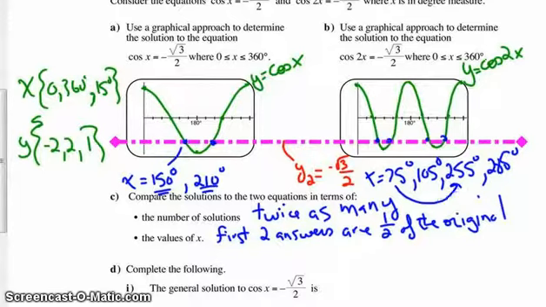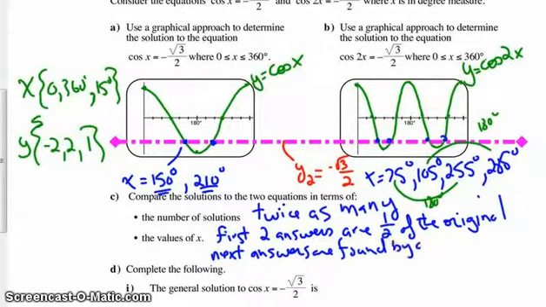I'll use a different color there. So when you compare 75 to 255, that's only 180 degrees. And when you compare 105 to 285, that's 180 degrees more. So that's the other thing you notice. The first two answers are half the original, and the next answers are found by adding 180. And I wonder why that is.